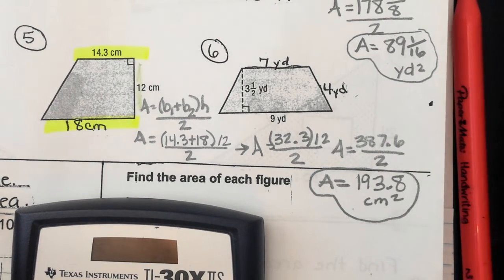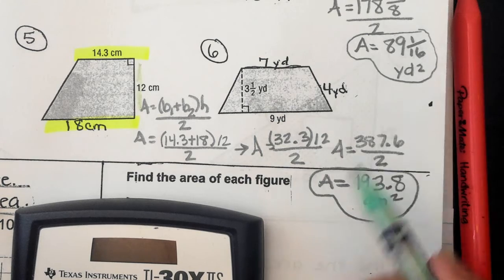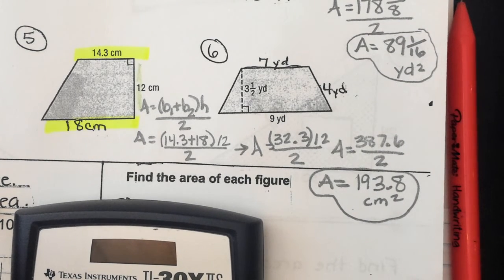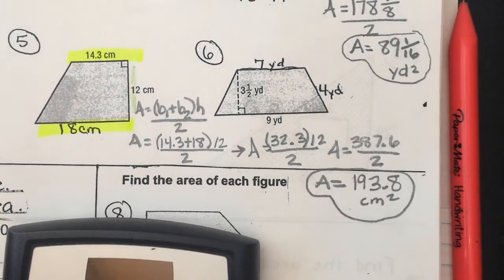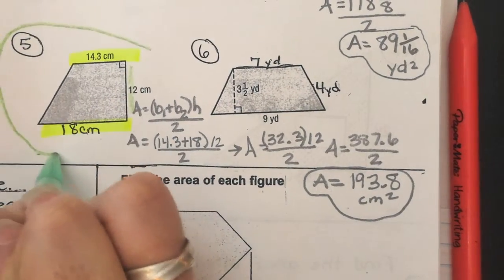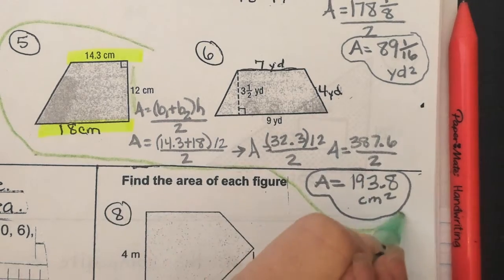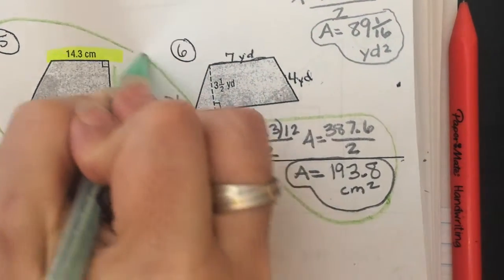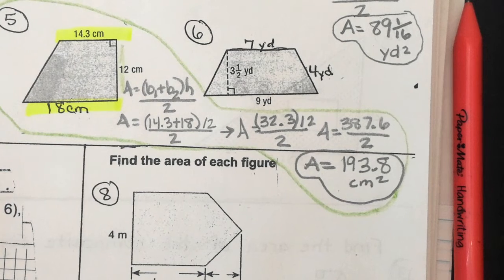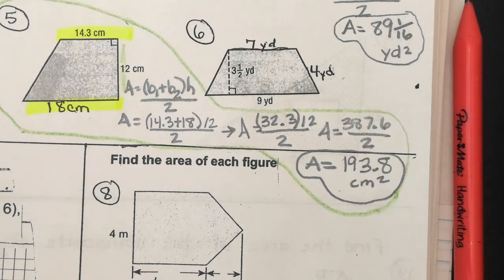Plus 18 equals times 12, 387.6, divide by 2. Go back and I got 193.8. Go back and check it. So, I don't know how to do this. I'm trying to make it where you can see all this. Yes, points matter. Like little decimals and all that. Okay. Didn't go real well, but that's okay.